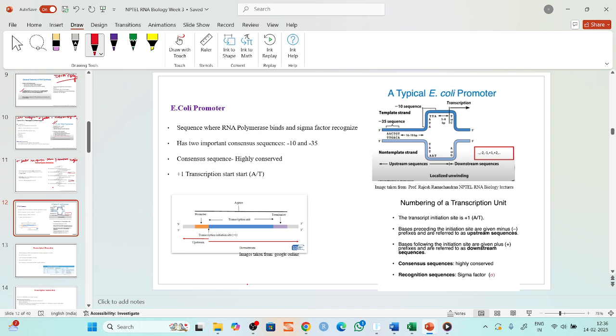So now, before going on, we should know what an E. coli promoter is. Promoter is basically the place where the enzyme comes, sits and binds. For the enzyme to recognize the promoter, we have the sigma factor. Sigma factor comes and binds to the promoter. Now, there are two important consensus sequences present in the promoter. The first one is the -10 consensus sequence, and the other one is the -35. These consensus sequences are highly conserved. That means that they do not change. They are the conserved regions.